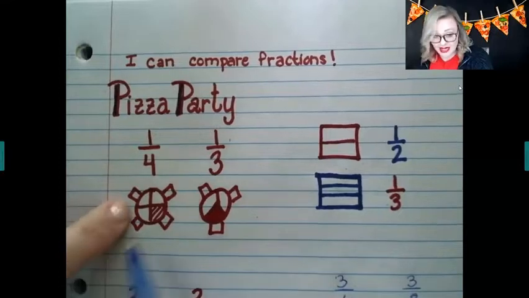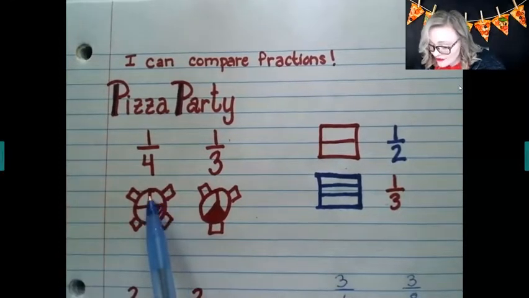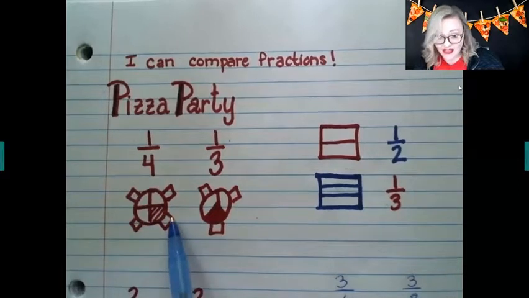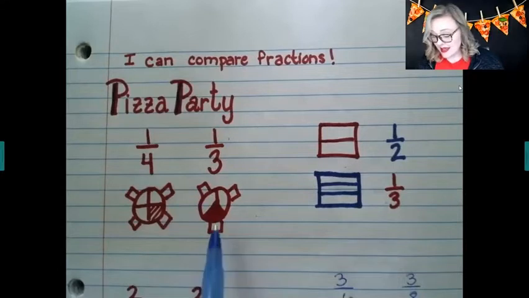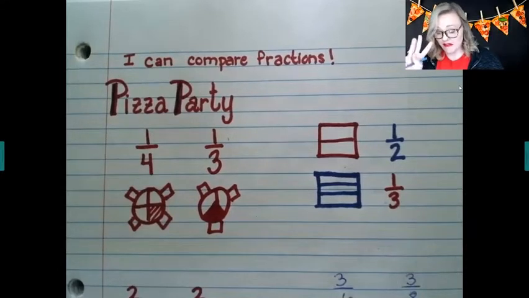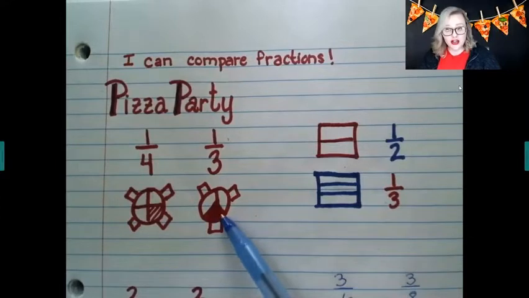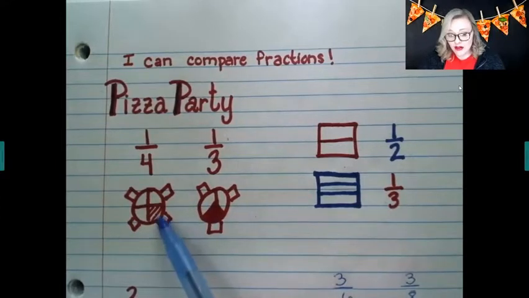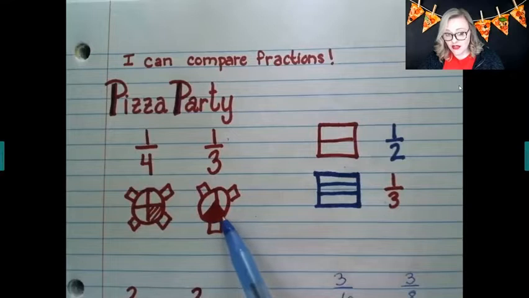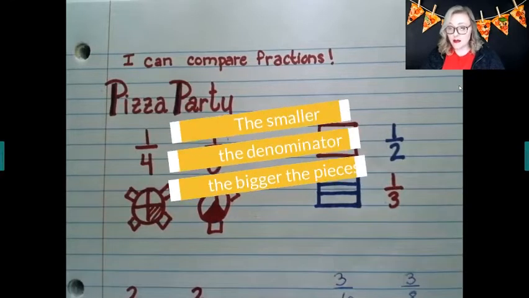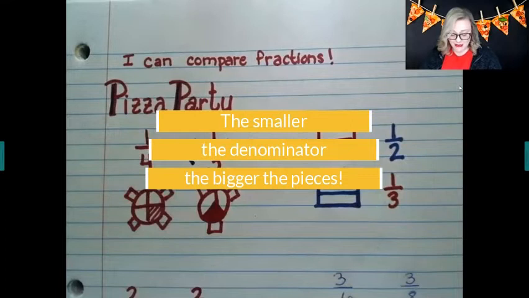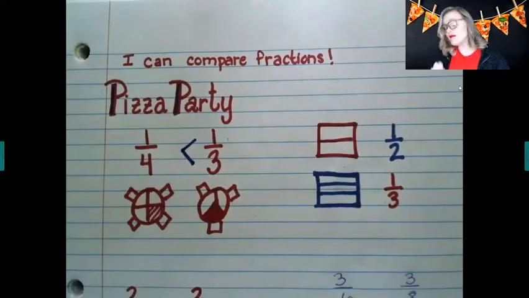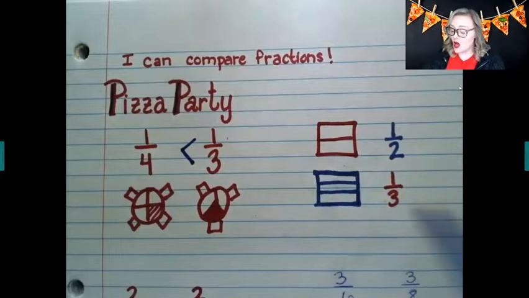So this first table right here, we have 4 people who are sitting at this table. So 1/4 is the slice that you would get with the pizza. At this table, the pizza is being shared with 3 friends, so you would have 1/3. Now you can see that 1/4 is smaller than 1/3. So repeat after me. The smaller the denominator, the bigger the pieces. Say it again. The smaller the denominator, the bigger the pieces. Excellent.